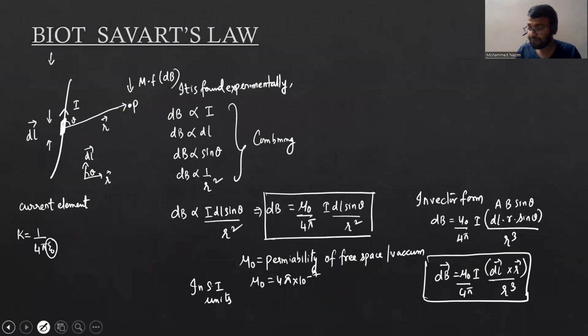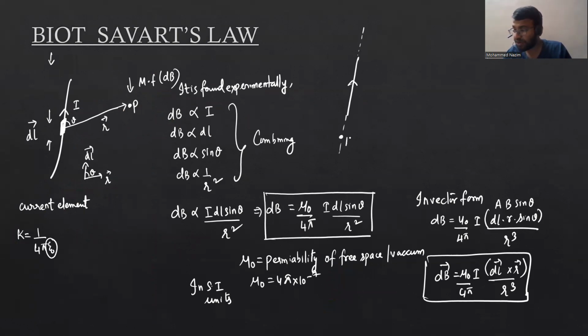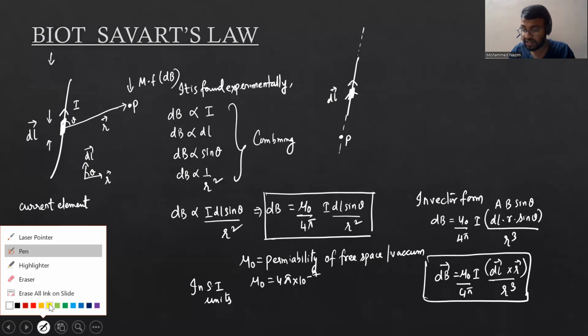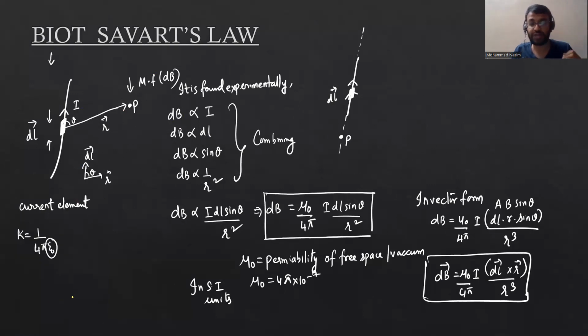As you can see here, theta was the angle between dl vector and r vector. Let us say, suppose for example, if this is the wire, and you had to calculate the magnetic field at this point. According to Biot-Savart's law, due to this current element, and this is the direction of the dl vector, from the current element to point P you had to draw a vector. That is the position vector of point P with respect to the current element.